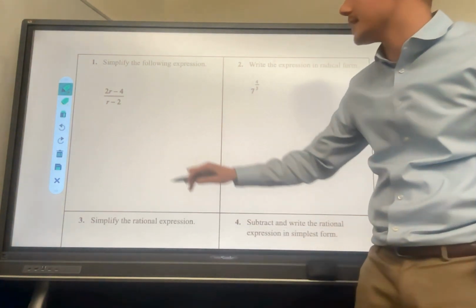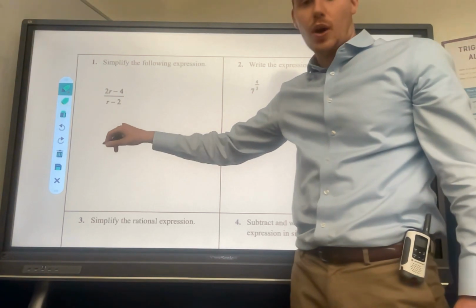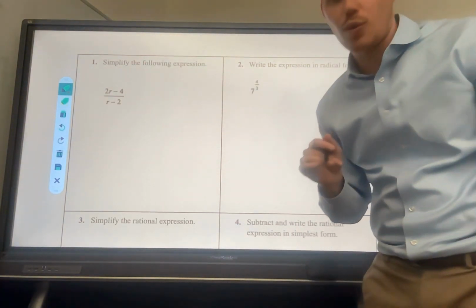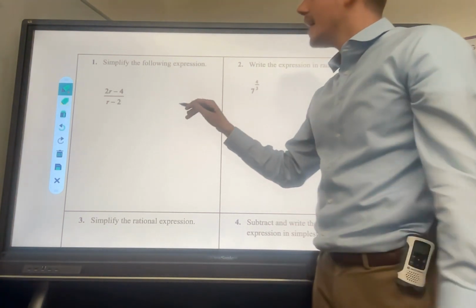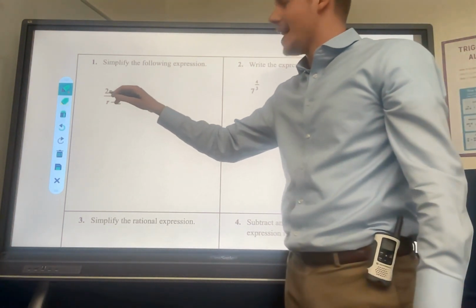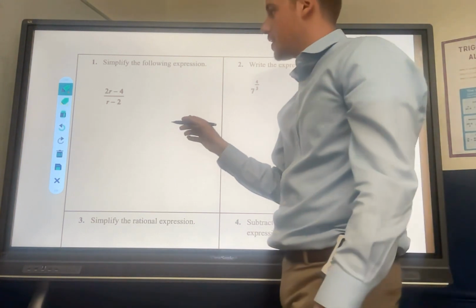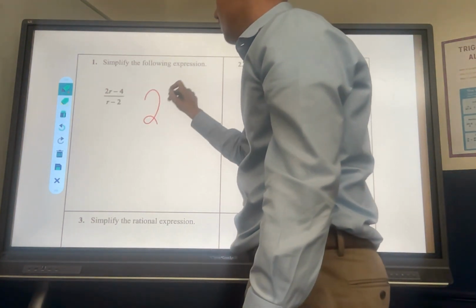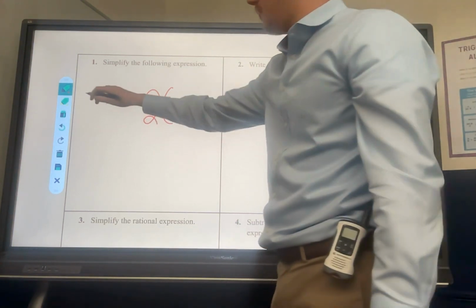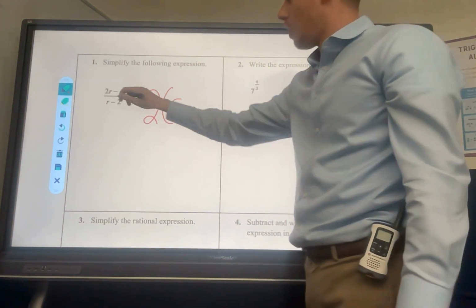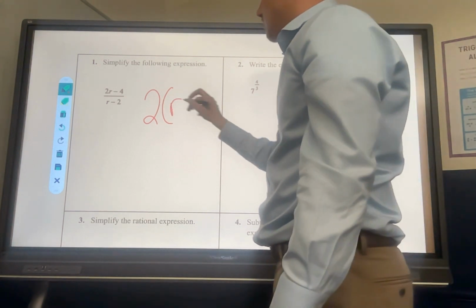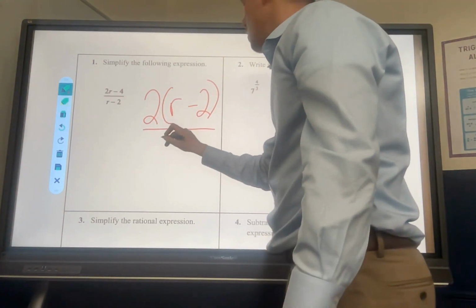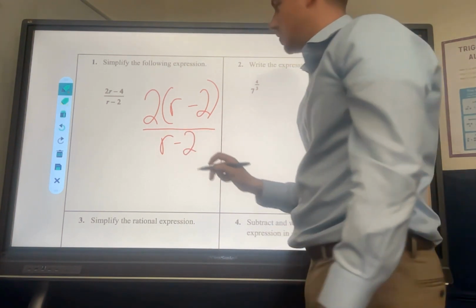So question number one says 2r minus 4 over r minus 2. It says simplify the following expression. So what we need to do here is go ahead and factor out anything we can from both the numerator and the denominator. So up top, 2r minus 4, we can factor out a 2. And if we divide 2r by 2, we're left with just r. If we divide 4 by 2, we're left with just 2, all over r minus 2.